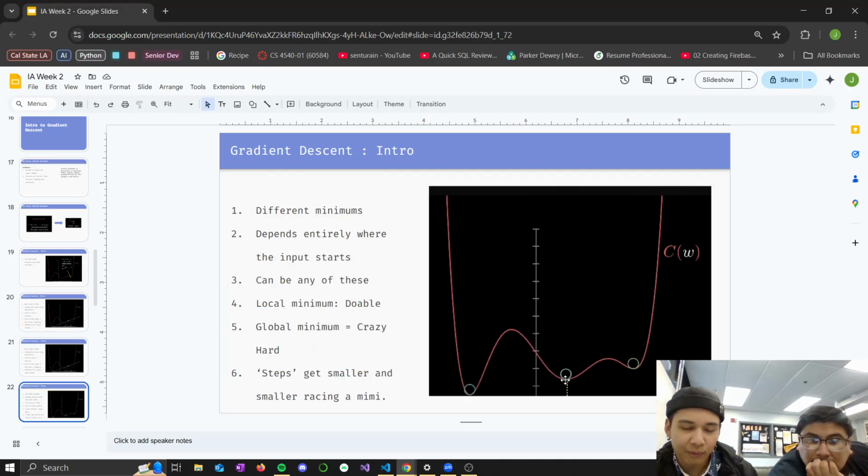As I was saying earlier, there are different points where we can get a local minima, right? It depends entirely on where the input starts. If we start right here, it would fall eventually right here. If we were to start right here, it would choose this one, right? It's whatever's closest to it. So trying to find a global minimum is crazy hard, but finding a local one is easier, right? And as we get closer to the bottom, the steps become smaller, so we know we're approaching a minimum, right?